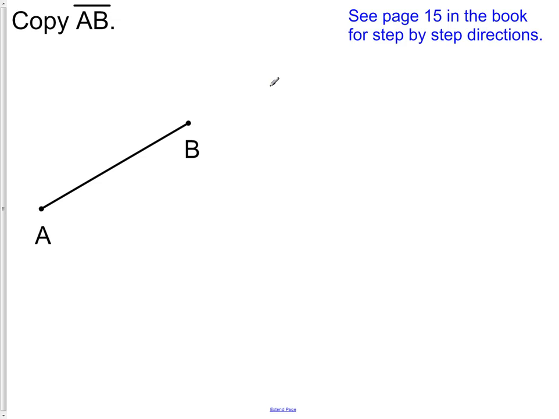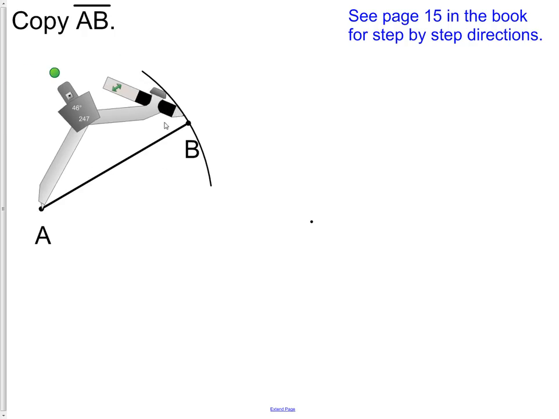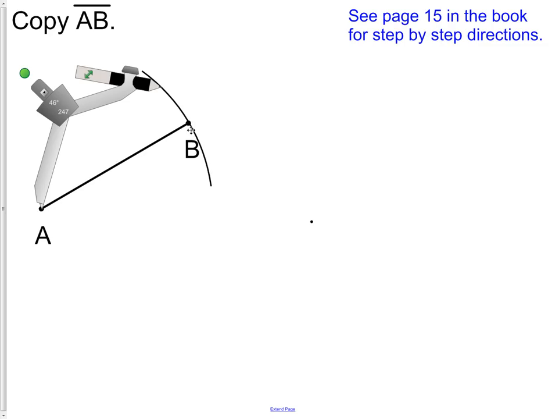In order to copy a segment, you obviously first need a segment, and then we at least need a point not on that segment. Take your compass and place it on one end with a point, and then open it up so that the other end of the compass is at the other point. So you'll notice how I have the point of my compass on one end and the pencil tip on the other end. To make sure you've done this correctly, simply make an arc and see that your pencil line goes through point B.